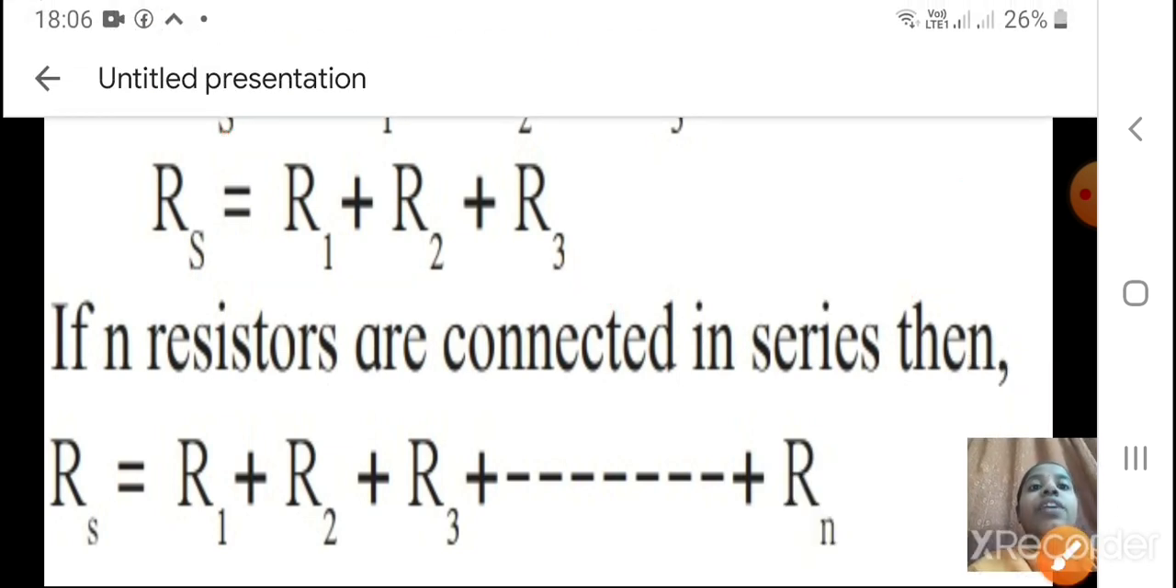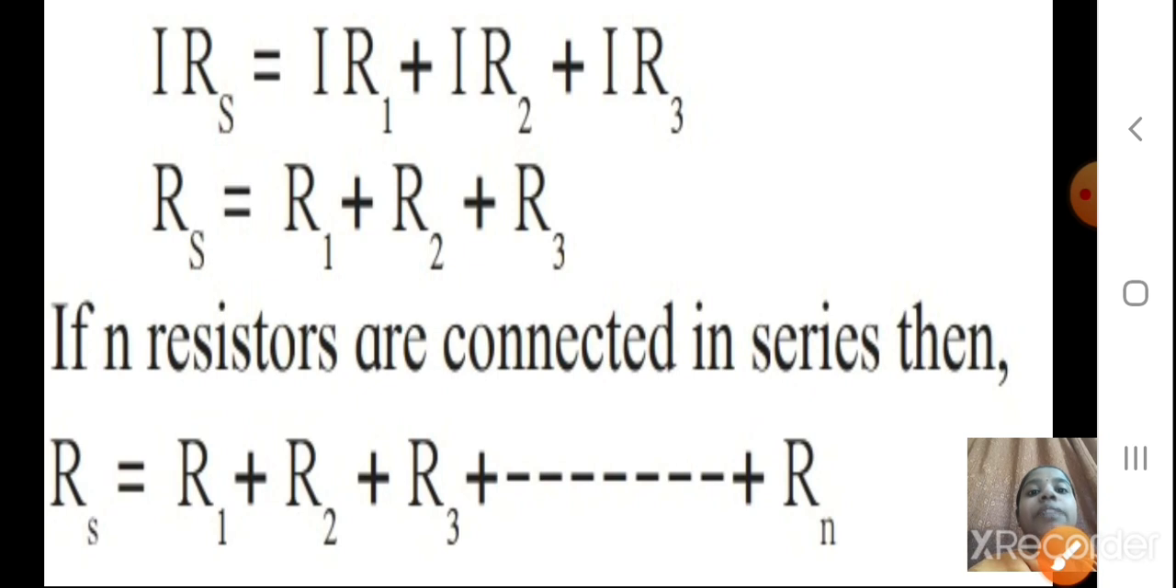So if n resistors are connected in series, n meaning any number of resistors, then RS, that is the resistance in series, will be equal to the addition of the resistance of the individual resistors. So R1 plus R2 plus R3 and so on, up to Rn. N means n number of resistors. Okay students, did you understand till here? So we'll move to the next part.